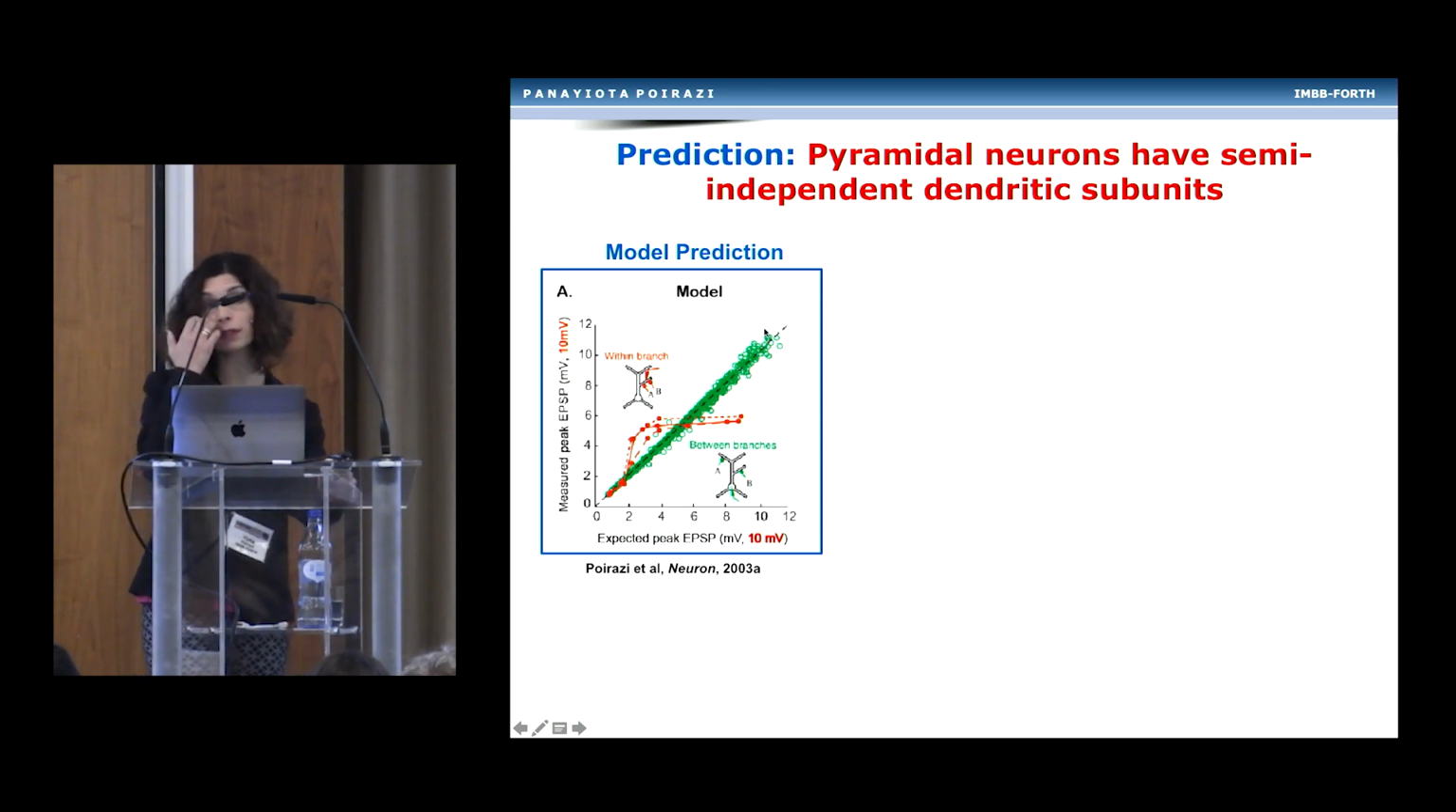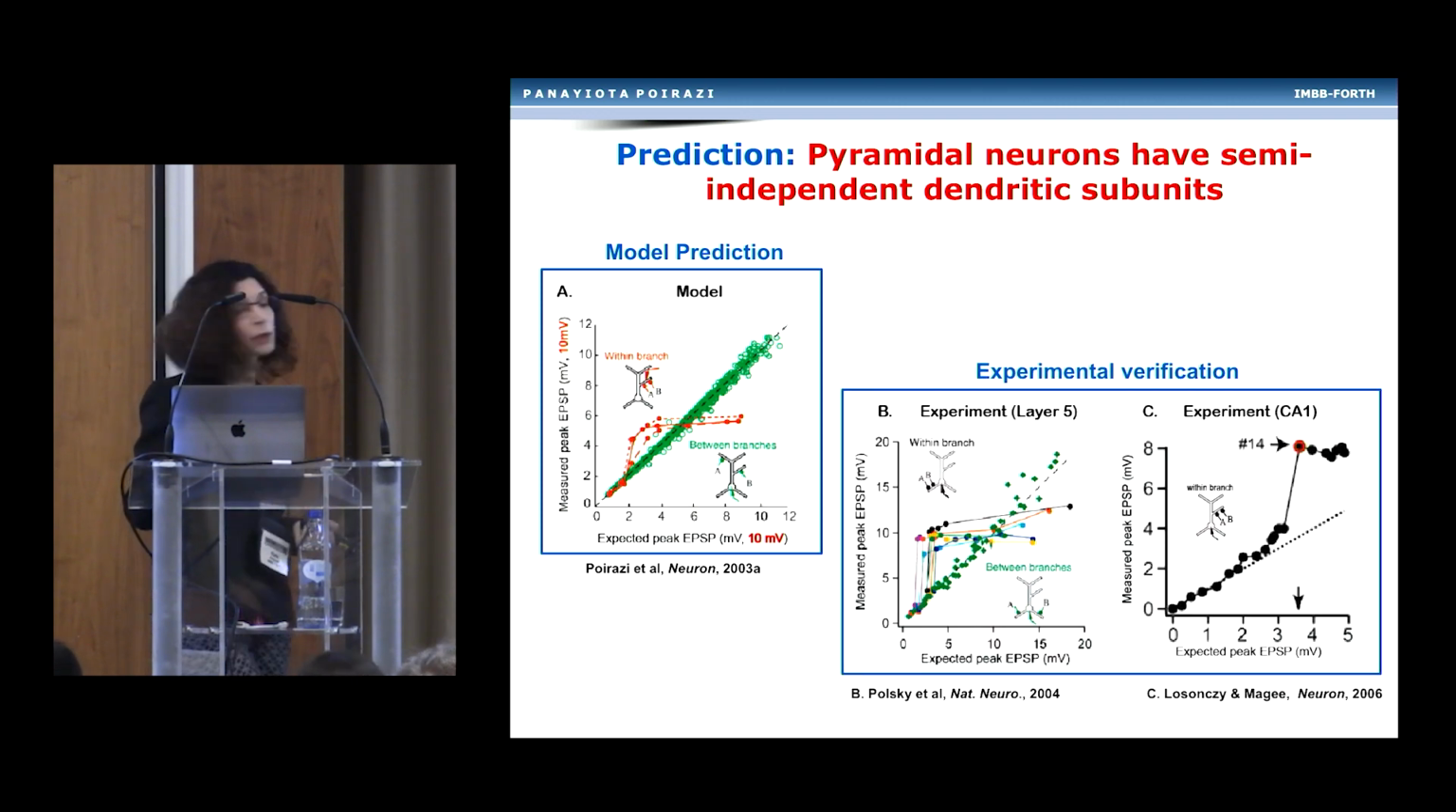So this was the first prediction that dendrites of CA1 pyramidal neurons integrate signals in a nonlinear manner. And we're very happy that this prediction was verified experimentally soon afterwards, like a year later, in the lab of Jackie Schiller, which showed that in the basal dendrites of neocortical pyramidal neurons, you have exactly the same situation.